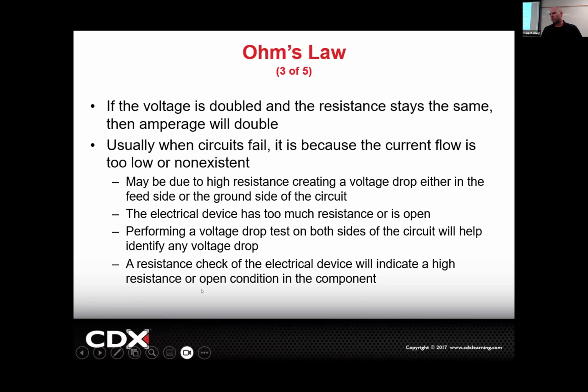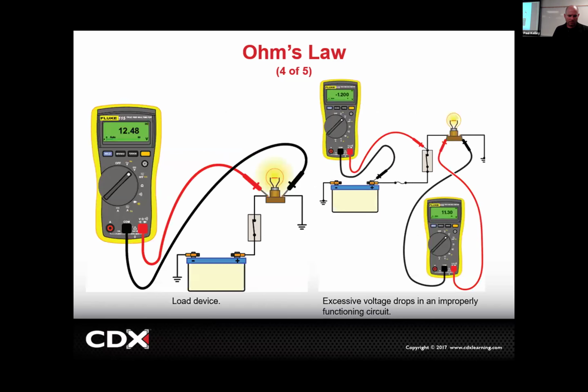But how can voltage measurement indicate resistance? That's what Ohm's law is. That's why we're learning Ohm's law. Voltage drop will tell you what resistance is. Okay, we'll show you more. All right, so here's an example.